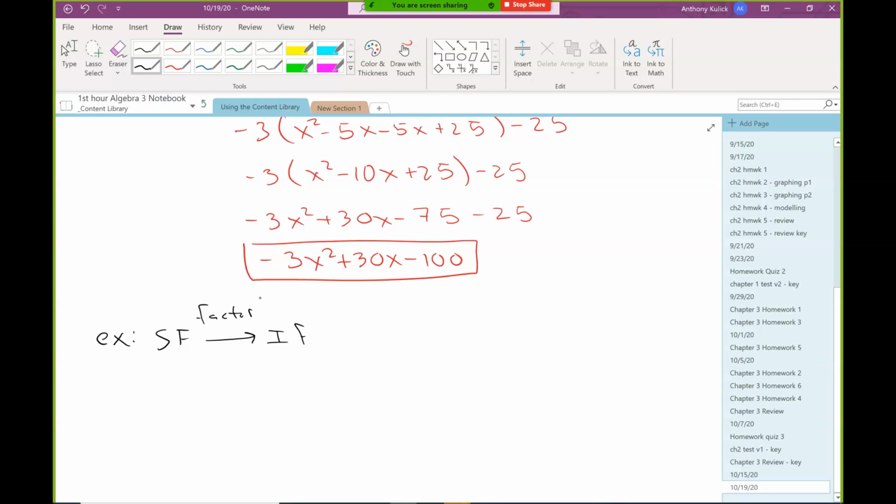So I just want to set this up, that this is a rather important skill here, okay?